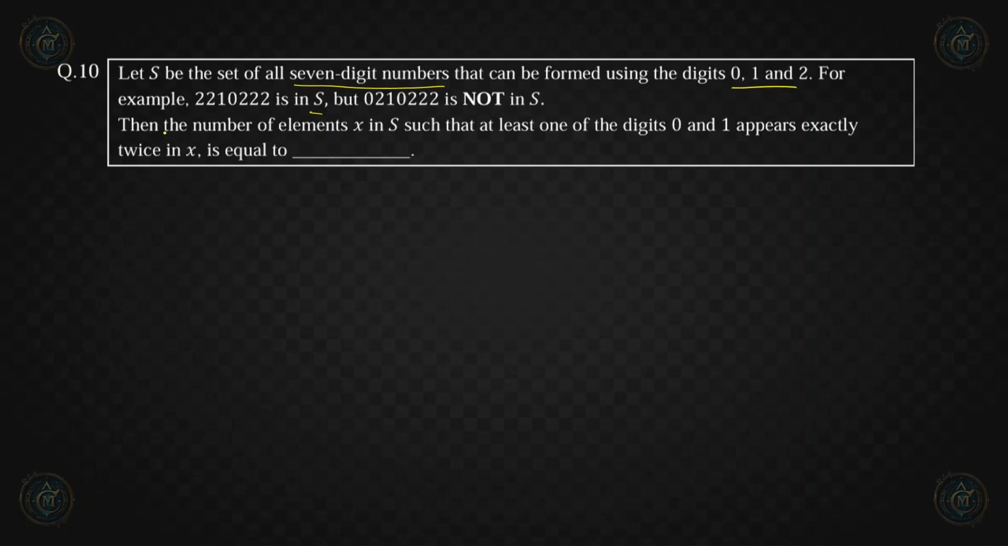Then, the number of elements x in S such that at least one of the digits 0 and 1 appears exactly twice in x, it is equal to what? So we have to make such 7 digit numbers using these 3 digits 0, 1 and 2 such that of 0 and 1, these 2 digits we have, at least one of them must occur exactly twice.